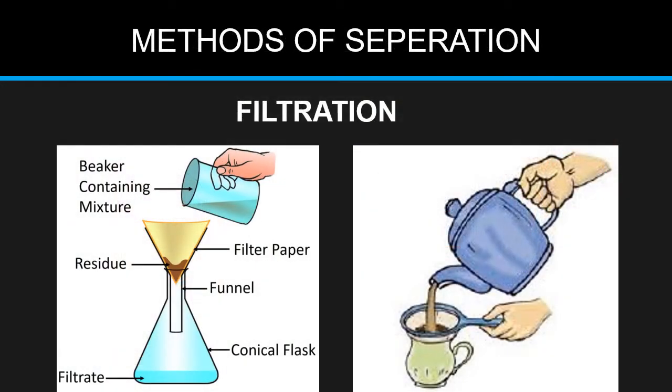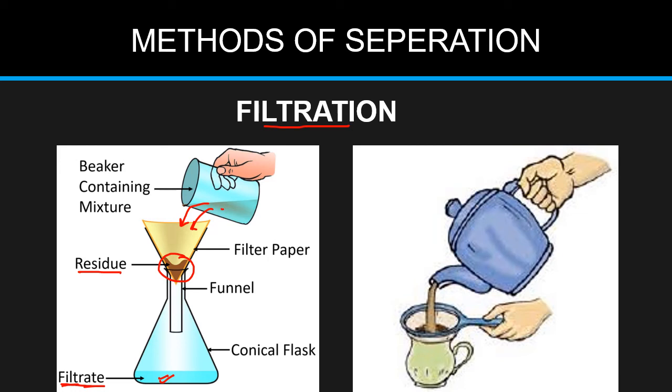If we have to separate the components of a mixture, we use different methods of separation. First method is filtration. We use filtration to separate insoluble solids from the liquid. We pass the liquid through a filter with fine pores. The particles which are insoluble get collected on the filter while the clean liquid is obtained in a beaker. The insoluble particles are called residue, whereas the clear liquid obtained is called filtrate.